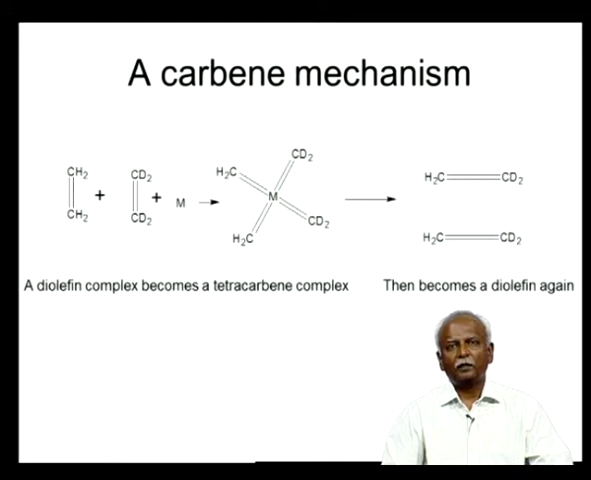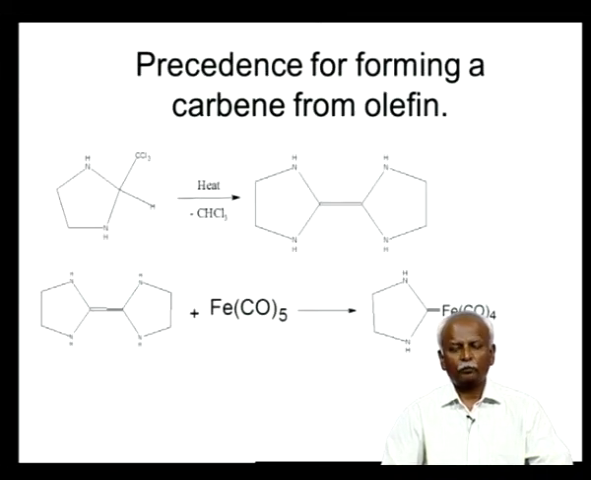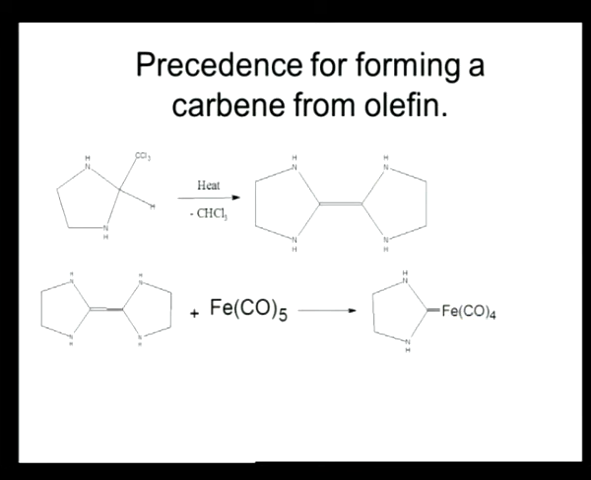Now, during this time, there was also another mechanism which was called a carbene mechanism, but this carbene mechanism was based on a tetracarbene. If you have a diolefin complex, you could in fact generate a tetracarbene. Although this sounds unusual, we should remember that it was possible to make or break an olefin into two halves by treating it with a metal complex.